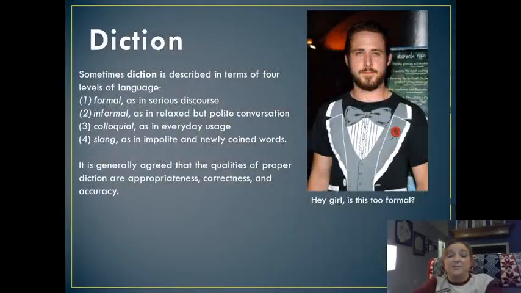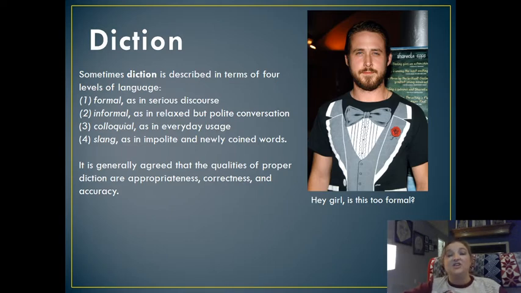Of course, diction, I'm not going to go into this a whole lot. I think at this point you should be getting diction, the idea of word choice. You have formal, informal, colloquial, which is like everyday use. That's when I say, hey guys, what's up? That kind of stuff. Or, hey, how are you doing?